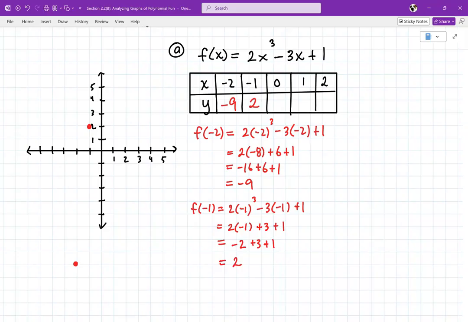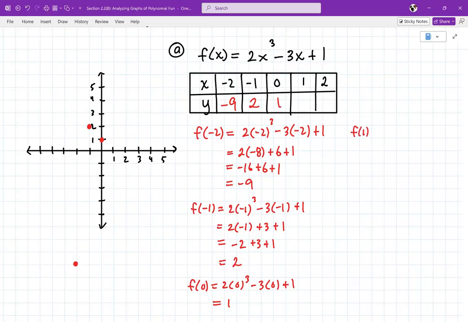Plugging in 0 is pretty easy because it just wipes everything out. So f of 0 is 2 times 0 to the third minus 3 times 0 plus 1. Well, that's just equal to 1. So at 0, it's 1. And now we got 2 more to go. Then we can draw the picture. Then we can write down our x values for the extrema.